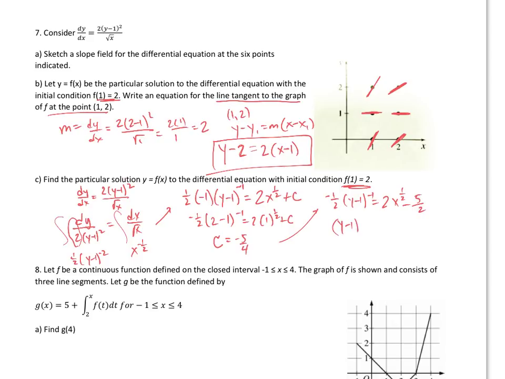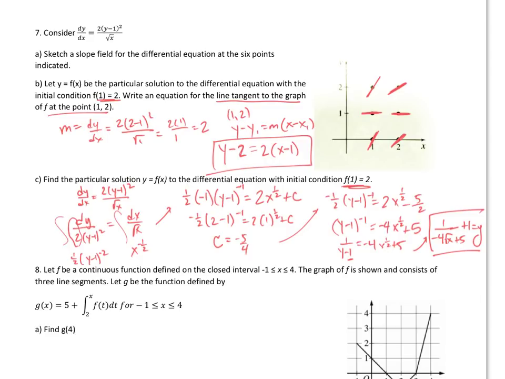Let's go ahead and multiply everything by negative 2. So that gives me y minus 1 to the negative 1 equals negative 4x to the 1/2 plus 5. We could put this as 1 over y minus 1 equals negative 4x to the 1/2 plus 5. We need to solve this for y, so just simply cross multiply, and then add the 1. So you'll get 1 over negative 4, and I'm going to change this x to the 1/2 to be root x, plus 5, plus the 1. That's what your y equals.